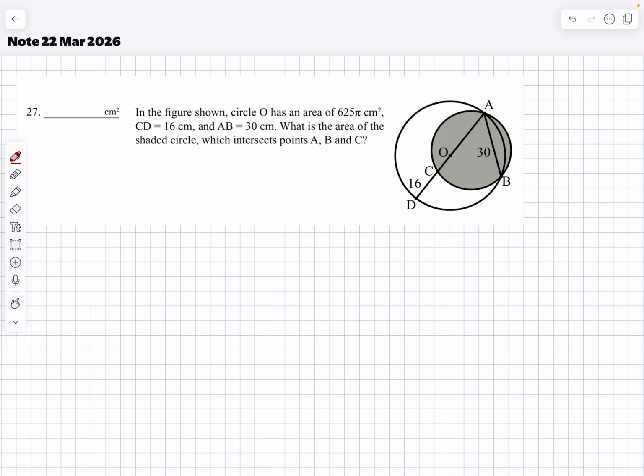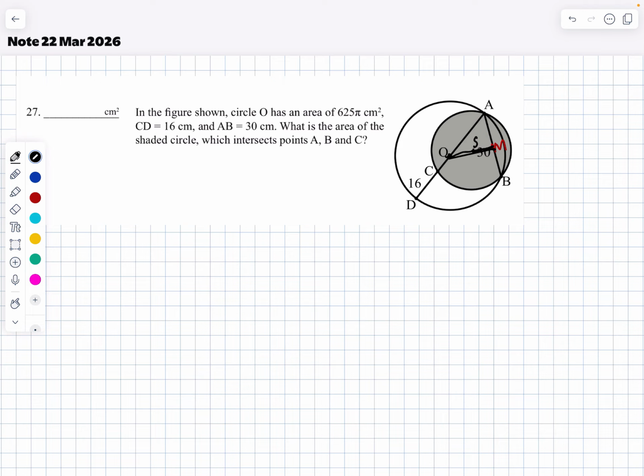If we look at the circles, you can see chord AB is both a chord of the shaded circle and of circle O. If we say M is the midpoint of AB and S is the center of the shaded circle, we can know that SM is perpendicular to AB, and OM is also perpendicular to AB, which means O, S, and M are all collinear.